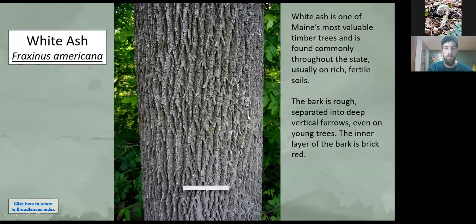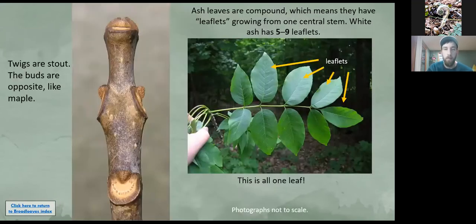So here's the most commonly distributed native ash tree here in Maine, white ash. It's another high value tree here in Maine. The lumber is used for a lot of different purposes. One thing that's great about ash is the wood, especially when dried, is very light but also strong. So it lends itself to making tool handles, axe handles, baseball bats, things like that.